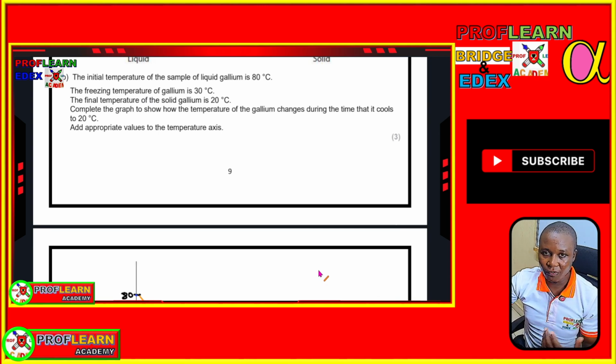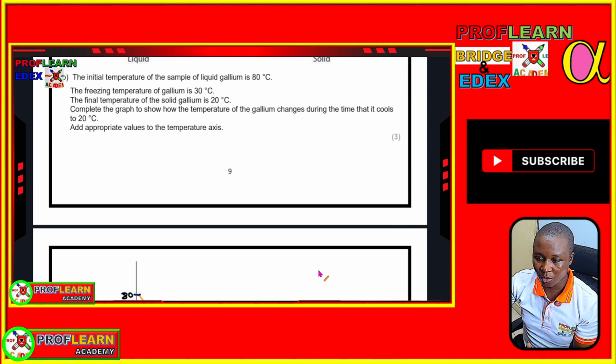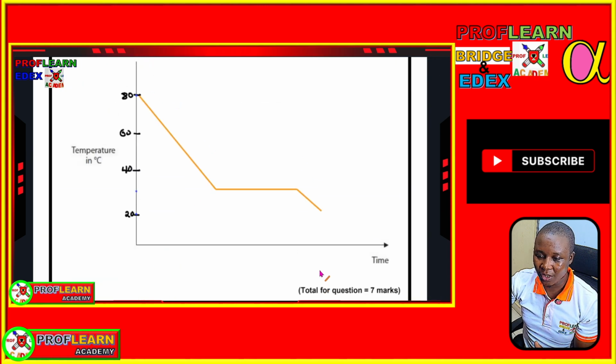So in the event it's for heating, you also have to notice that when there's a change of state, where we have the horizontal line, there's no temperature change at that given point.